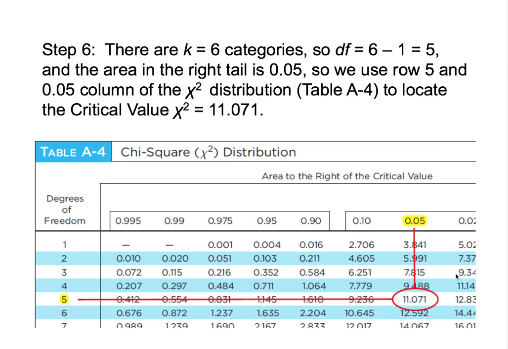Now, to find our critical value, in this case, we have 6 colors of candies. So our degrees of freedom equals 5, because 6 minus 1 is 5. And we're running a right-tailed test, so the area in the right tail is 0.05. And so we use row 5 for the degrees of freedom of 5 and the 0.05 column of the chi-squared table to find our critical value of 11.071.